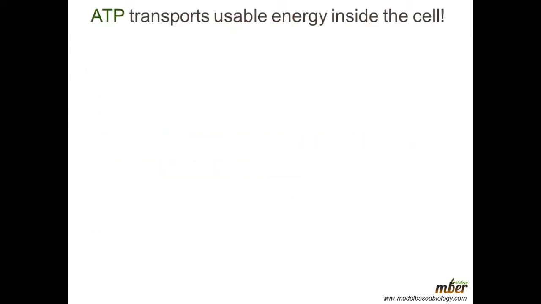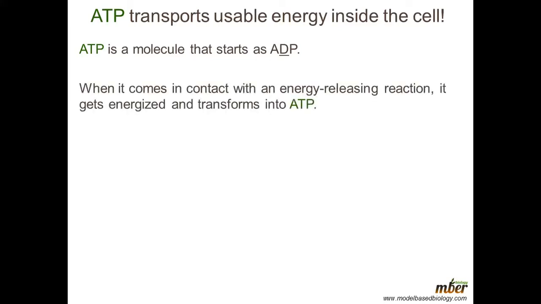ATP transports usable energy inside the cell. It's a molecule, but it starts off as something else. It starts off as ADP. When it comes into contact with an energy releasing reaction, it gets energized, and that transforms it into ATP.